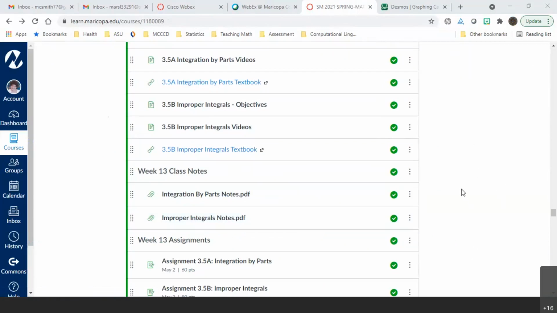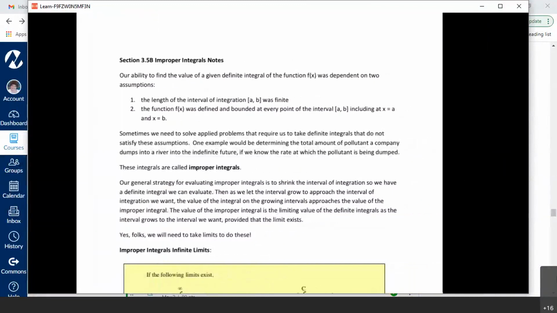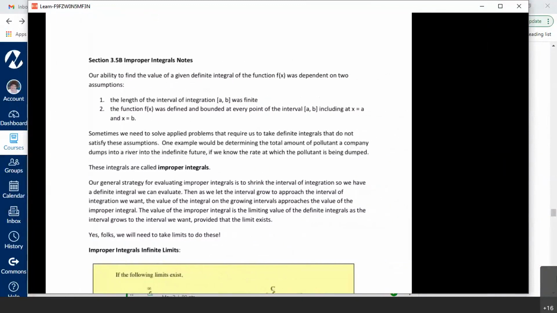Okay. And again, let me share the content with you. All right, so now everybody should be seeing 3.5b improper integrals notes. And again, these are excerpted, but they're not exactly from the online textbook that's included in your course. Okay, I kind of excerpted the highlights.